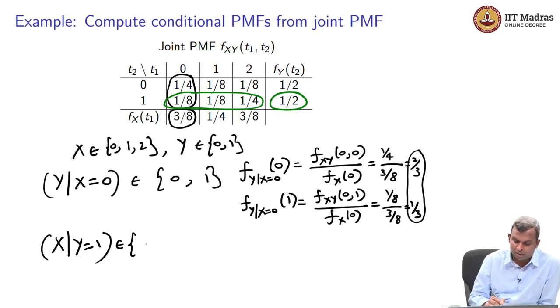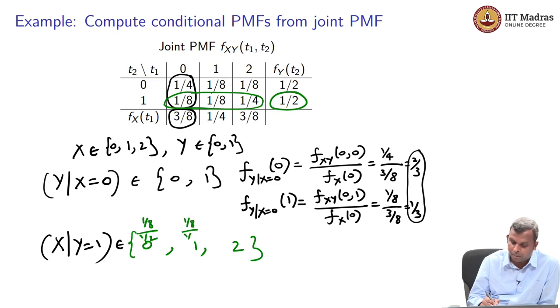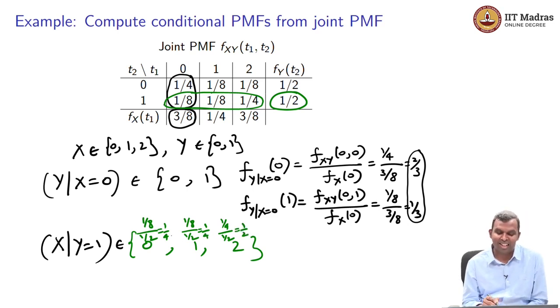So y given x equals 0, 1, 2, and the probability is going to be, let me just do it in green, 1 by 8 divided by 1 by 2, and then 1 by 4 divided by 1 by 2, and that's just 1 by 4, 1 by 4, and 1 by 2. You don't have to write it in such great detail, you can just directly write 1 by 4, 1 by 4, 1 by 2.